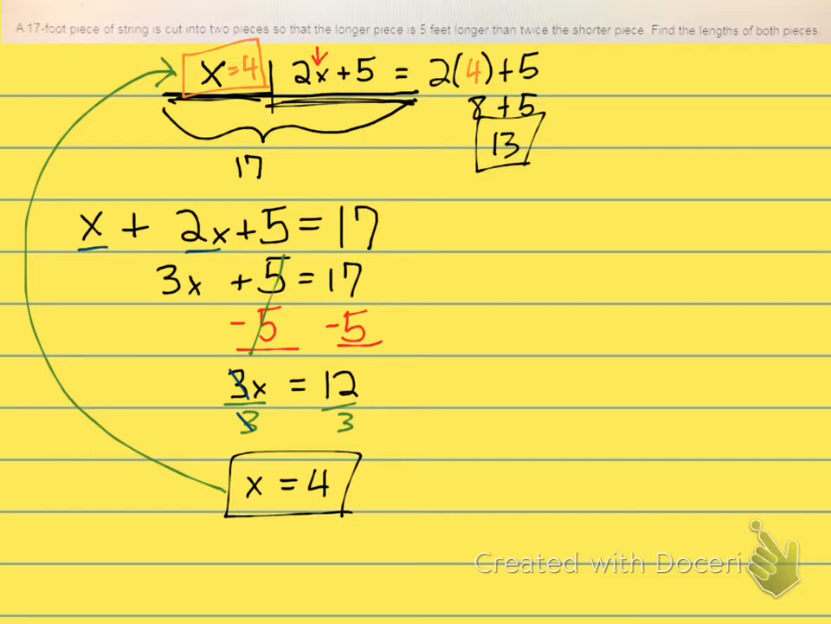Now, look at this. If I add together my shorter piece plus my longer piece, what's 4 plus 13? 17. These problems always work out, and when you get the answer, you always say, hey, does that make sense? Can one piece be 4 and the other one be 13? Yeah, that'll make 17. Is the other one 5 more than twice the 4? Twice the 4 is 8, and 5 more than that is 13. Yeah, that makes sense also.